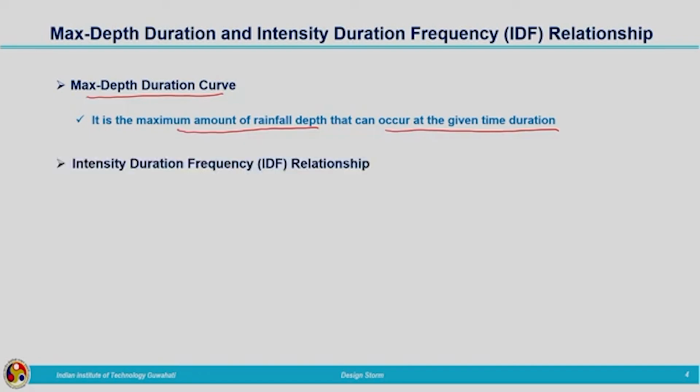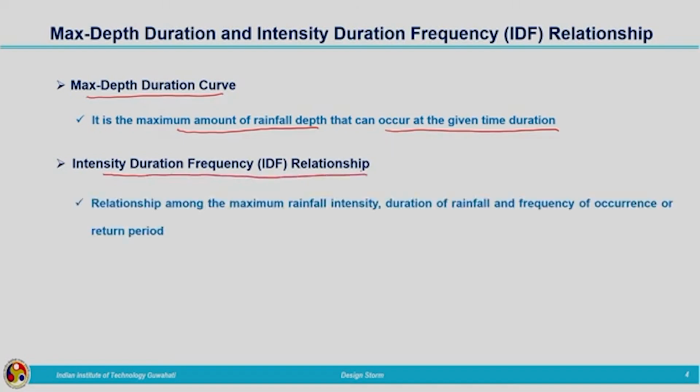Another way to get the intensity is by using the intensity duration frequency relationship. This is the relationship among the maximum rainfall intensity, duration of rainfall and frequency of occurrence or return period. For different return periods, different curves will be there, representing intensity versus duration. So, for a specific return period for which the structure is going to be designed, we can choose the required duration and also the corresponding intensity from IDF curves.